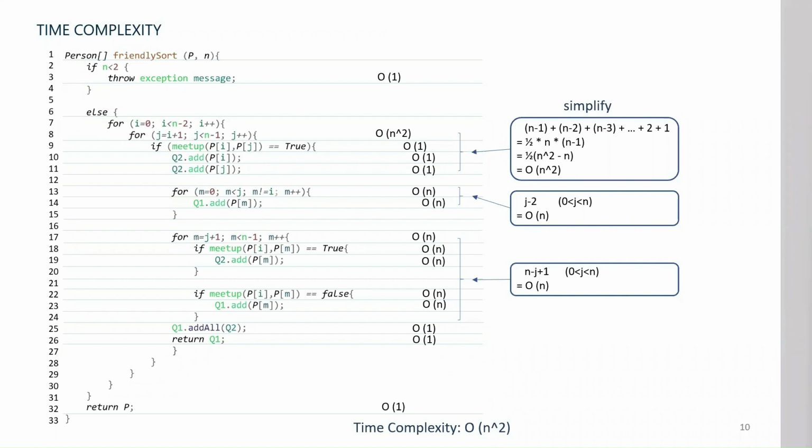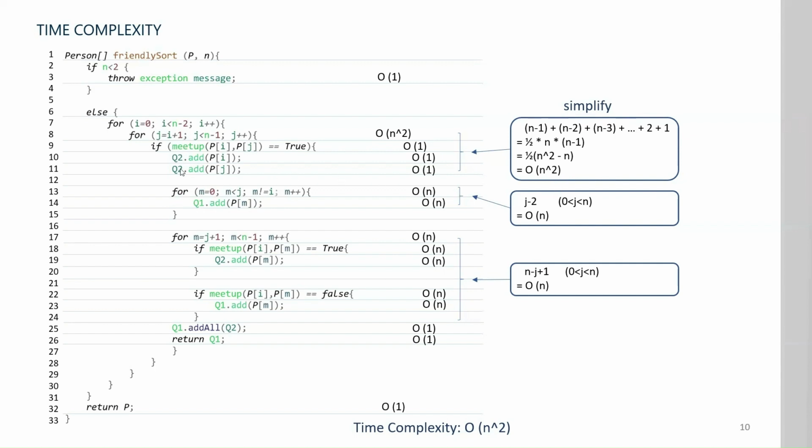Now we'll look at the time complexity. For line 1 to line 4, it's all O(1). For this nested loop, line 7 to 8, when i equals 0, we'll iterate n minus 1 times. When i equals 1, we'll iterate n minus 2 times. When i equals n minus 2, we'll iterate just once. So the total cost will be like this. We simplify it and get O(n squared).